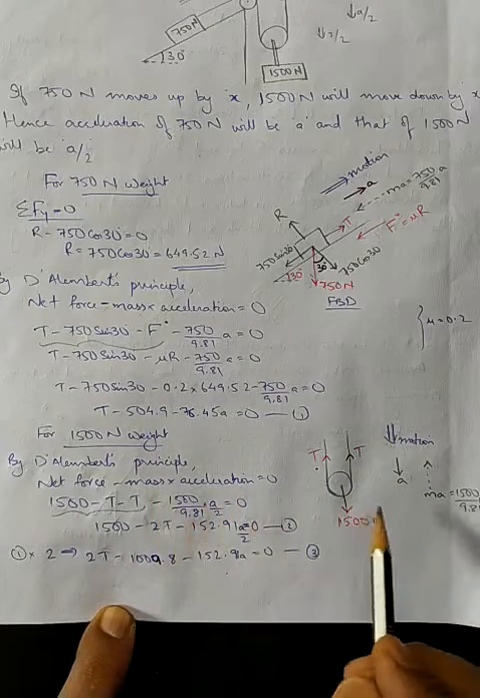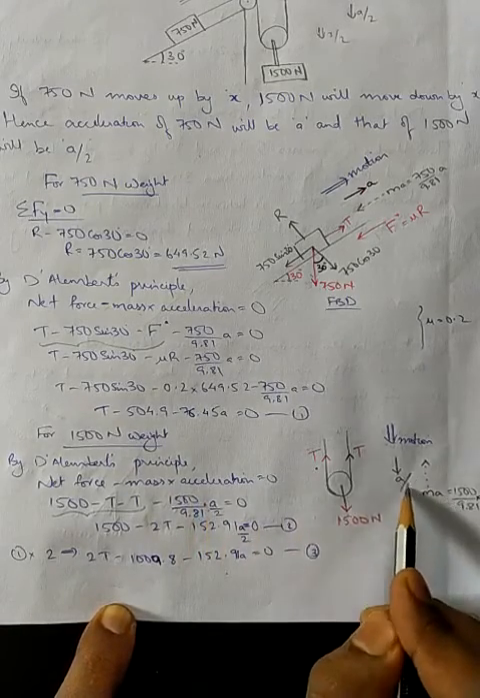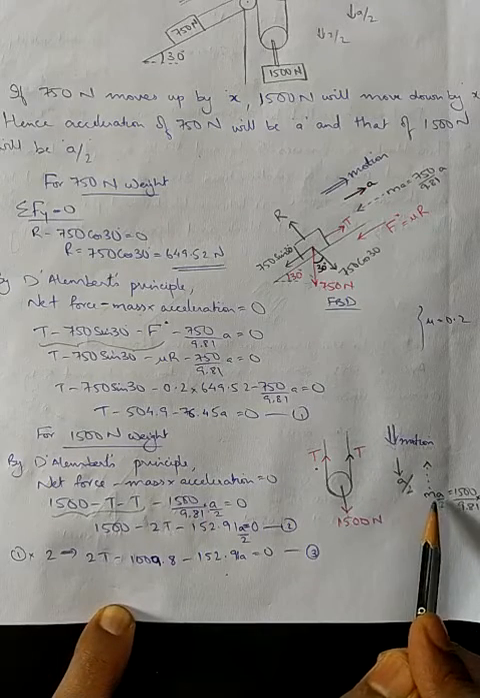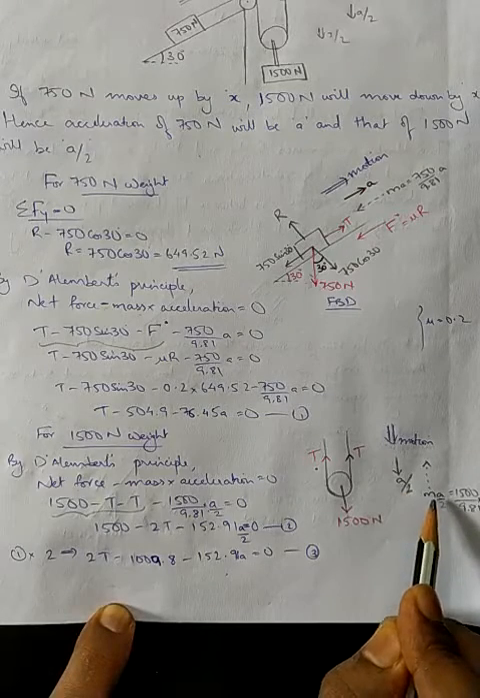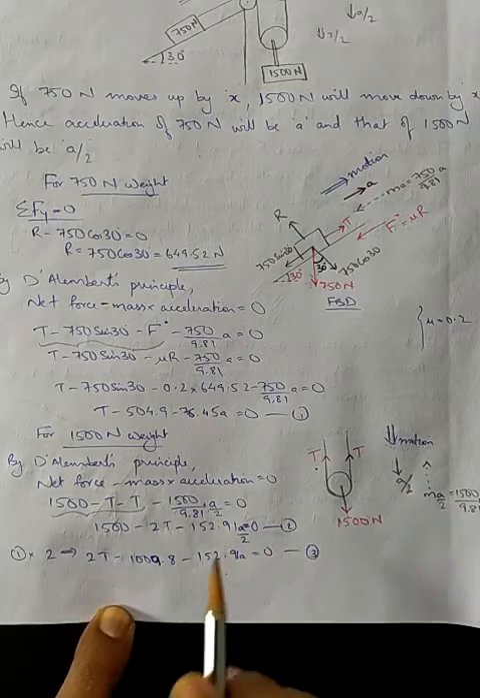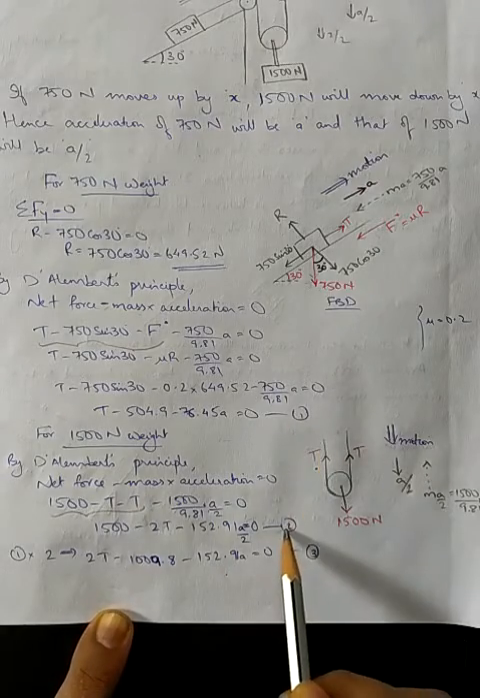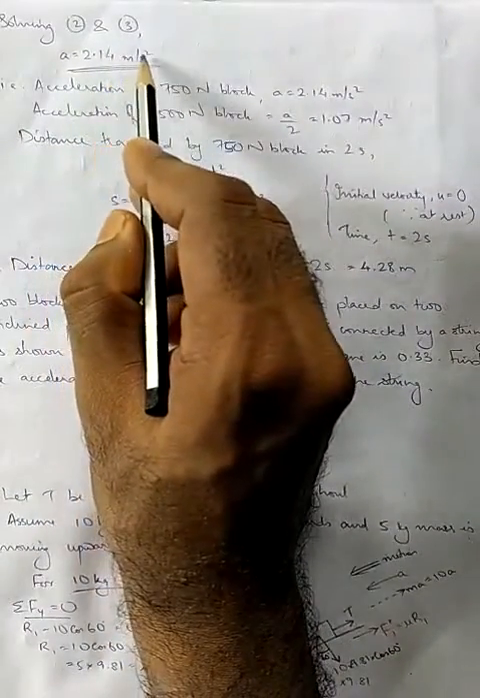What is mass? It is 1500 divided by 9.81. What is acceleration? It is a by 2. So here also it is a by 2. Actually this acceleration is a by 2, so represent it as ma by 2 itself. So this is equation 2. Solving equation 1 and equation 2, you will be getting the final acceleration as 2.14 meter per second square.